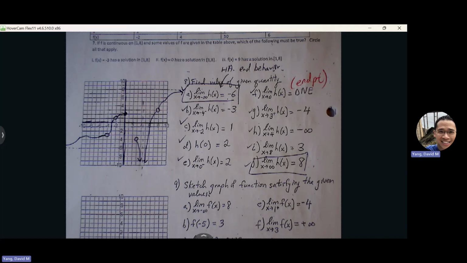All right, try number 9. I'll make sure that we're comfortable with the inclusion of horizontal asymptotes.